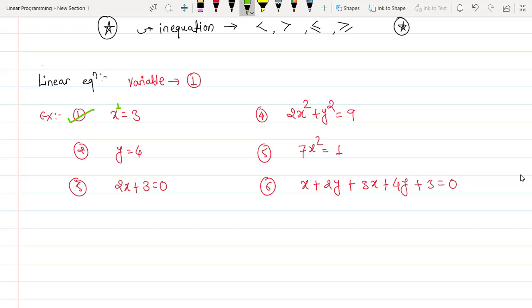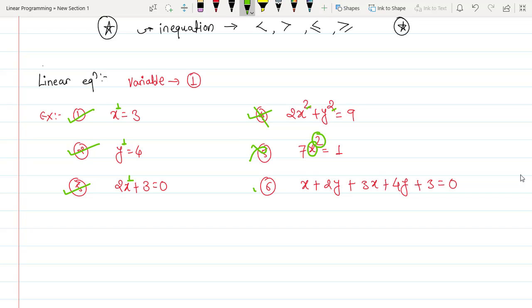What about the second? We have y equals 4, and the power of y is 1. So this is also a linear equation. What about 2x plus 3 equals 0? The highest power of the variable is 1. No problem, this is also a linear equation. But coming to the fourth one, the highest power of the variable is 2. So this is not a linear equation. And in the fifth, we have one variable whose power is 2, but I want the power to be 1, so this is of course not a linear equation.